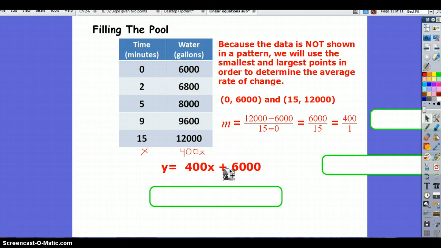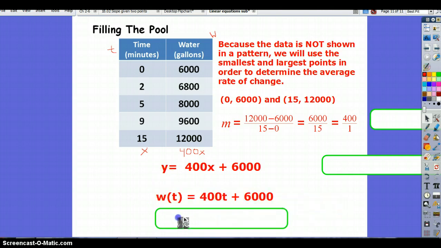Okay? And if you had checked it, just the 400, if you come back up here, 2 times 400 is 800, not 6,800. So you have to add that 6,000 to it. And then I'm going to change the letters, right? Because we can use time, we can use T, which you guys can also use M for minutes if you want. Water, we can use W. But if you're going to use M for minutes, then use G for gallons, okay? So I'm going to rearrange that then. And if we write that equation out, we should get W of T equals 400T plus 6,000.